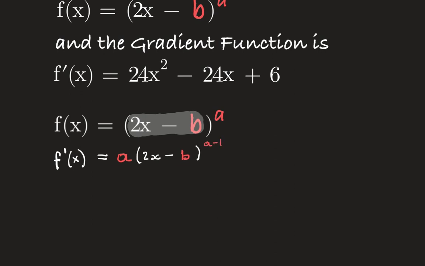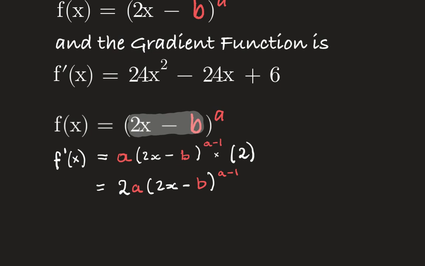And having done that, we'll just differentiate the inner function, 2x minus b, so that will just be 2. So I'm multiplying this, and if I simplify this, this will look like this: 2a(2x minus b) to the power of a minus 1. And we came up with a gradient function here that doesn't look anything like the gradient function that we're given up here, but maybe it does.